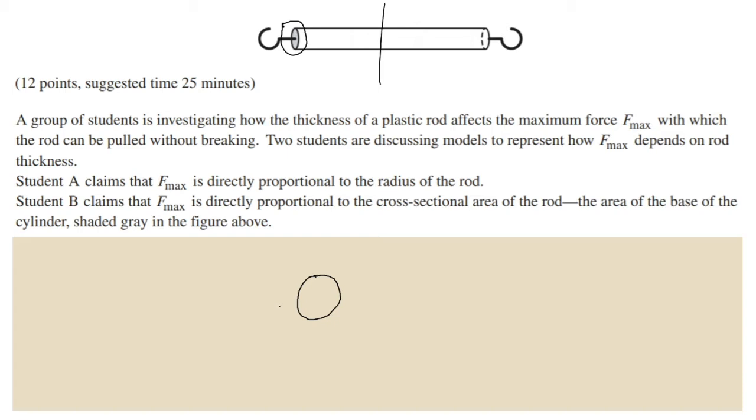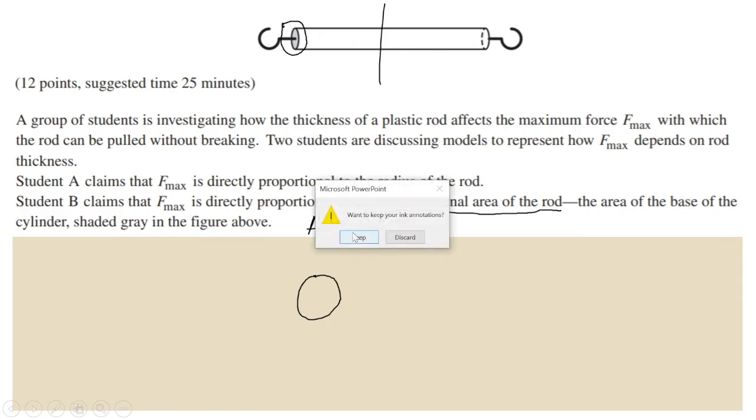If you realize that, then essentially what you really get to is the heart of the question, because student A is claiming that the maximum force is directly proportional to the radius of the rod, and since the cross-sectional area, the area of a circle, is given by the equation pi r squared, then you would know that the fact that student B is saying the maximum force is directly proportional to the cross-sectional area of the rod is really just another way of saying that the maximum force is directly proportional to the square of the radius.